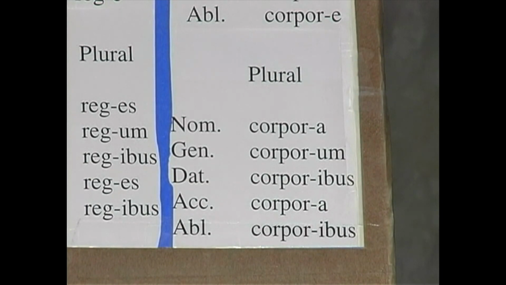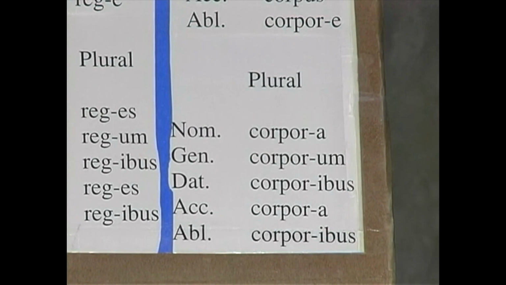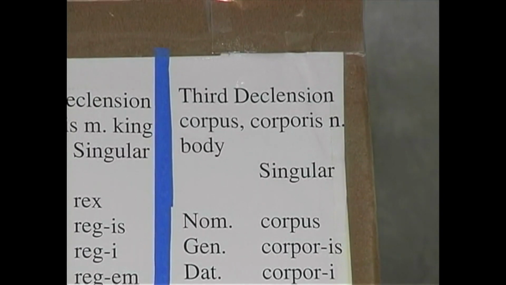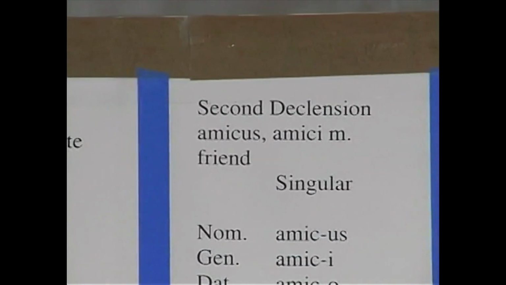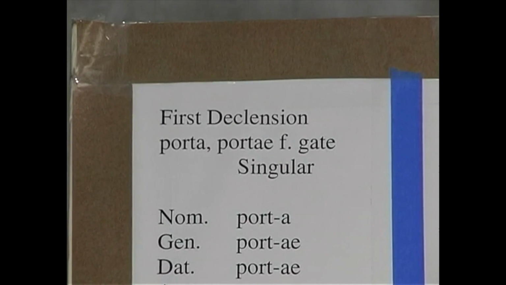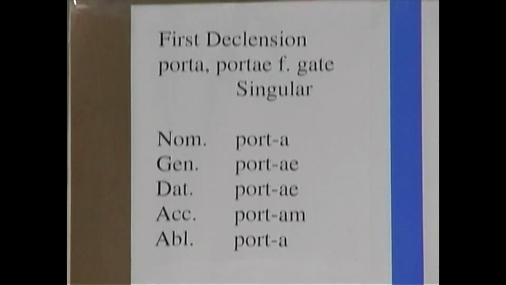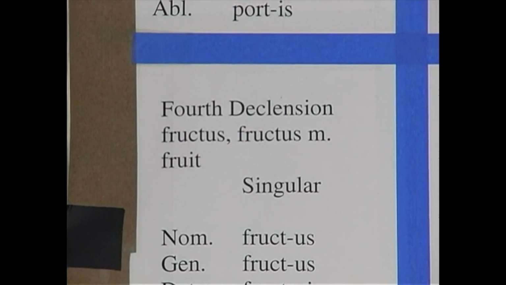So that's the third declension. Is in the genitive singular tells you that a noun belongs to the third declension. I in the genitive singular tells you that a noun belongs to the second declension. And ae in the genitive singular tells you that a noun belongs to the first declension. Now let's move down to the fourth declension. There are five declensions altogether.